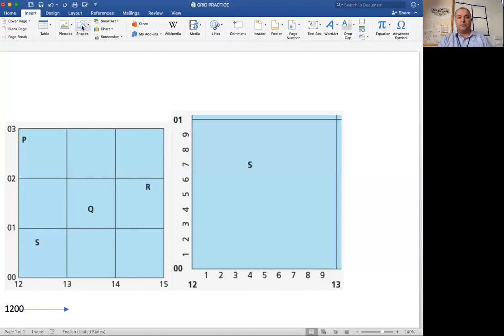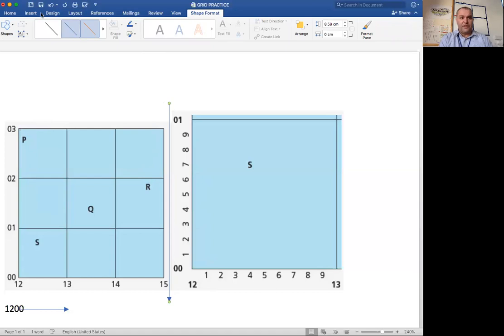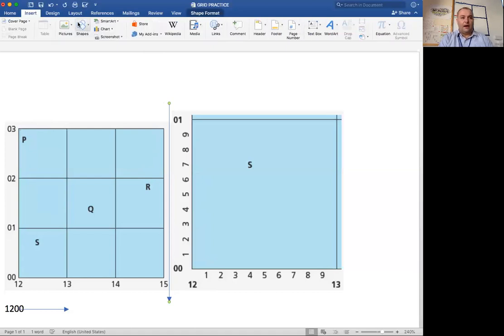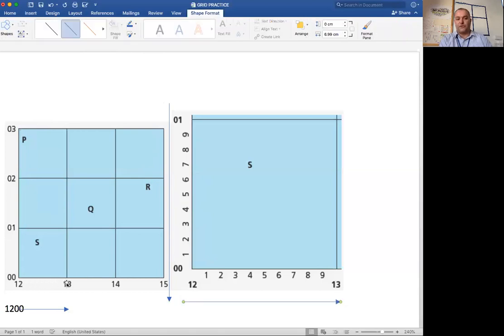Now for this grid, because it's a little bit more complex, how to introduce it? Well, if you look at my cursor, I'm circling the 12, and then I'm circling the 13. What I did here in class was I drew an arrow highlighting how this entire box represents this box here, from 12 to 13, which represents this 12 to 13 here.